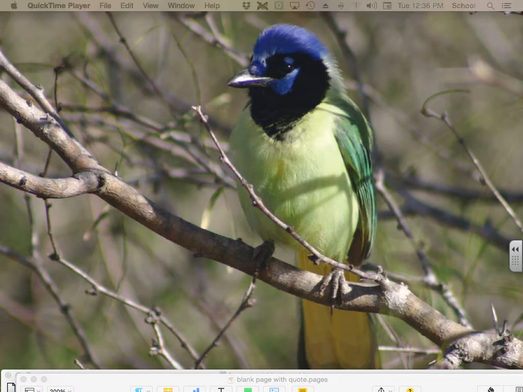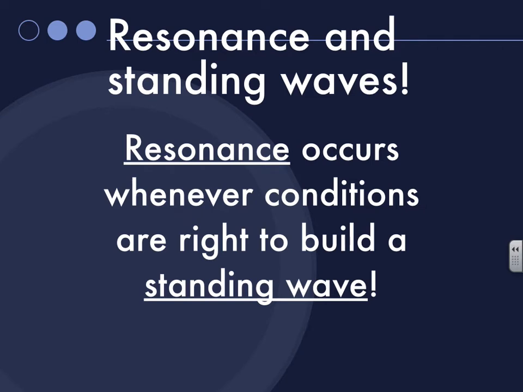So today we're going to learn about, again, resonance and standing waves. And resonance occurs whenever conditions are right to build a standing wave. So we talked about standing waves before, where you have a node and you have an antinode, a section where you have constructive interference, a section where you have destructive interference, and hopefully you remember some of that stuff that we learned before we went on break.